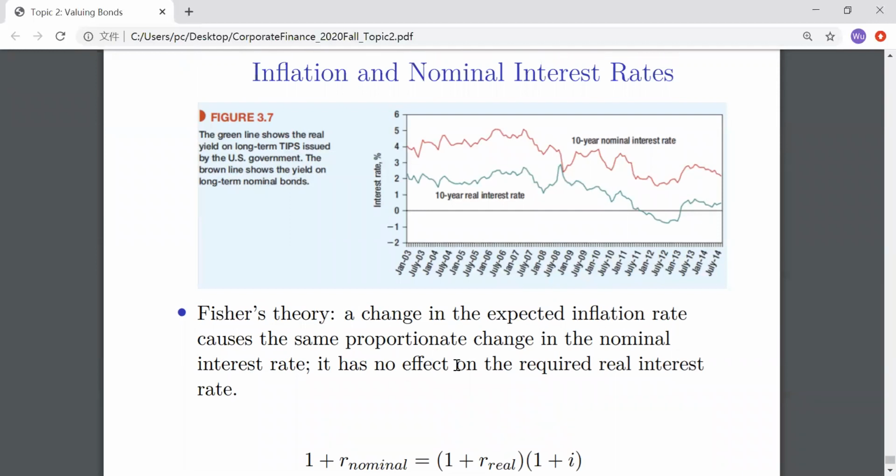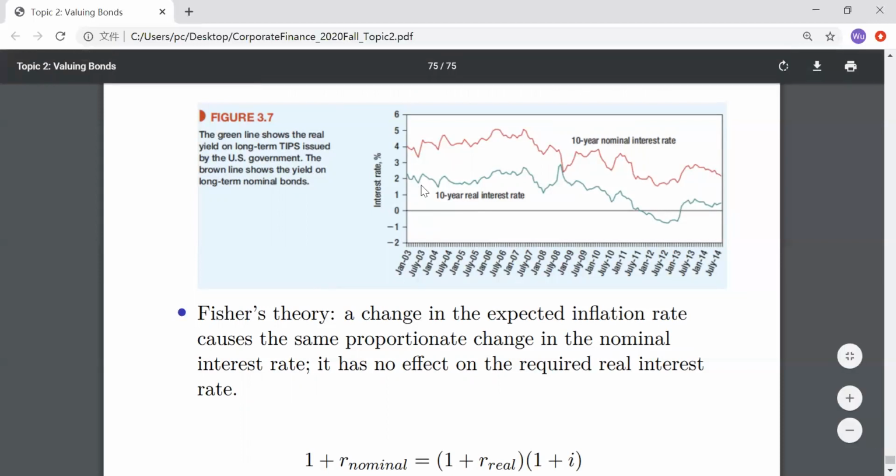And finally, the real rate and the nominal interest rate. I guess you're already familiar with that. In general, we have two kinds of interest rate: the real interest rate and the nominal interest rate. The nominal interest rate takes into account inflation, and there's a pattern between the nominal interest rate and inflation. You can see this graph shows the 10-year nominal interest rate and the 10-year real interest rate.